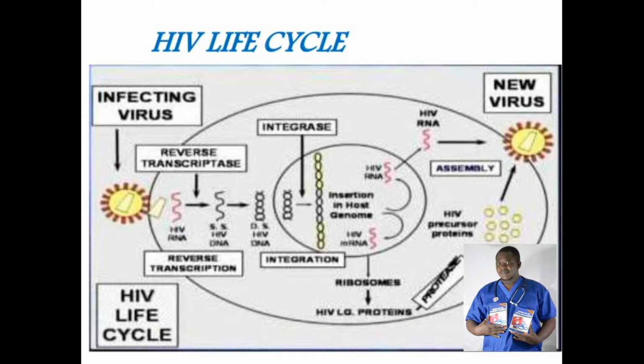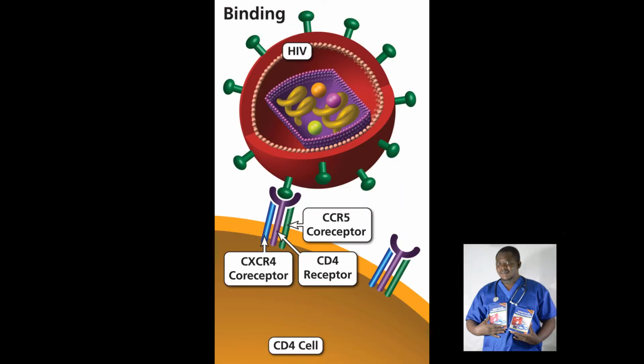stage 6. Stage 6, budding. The newly assembled virus pushes out. So when it pushes out, a bud is formed, to show that now the virus is coming out. So the bud is formed from the host cell.